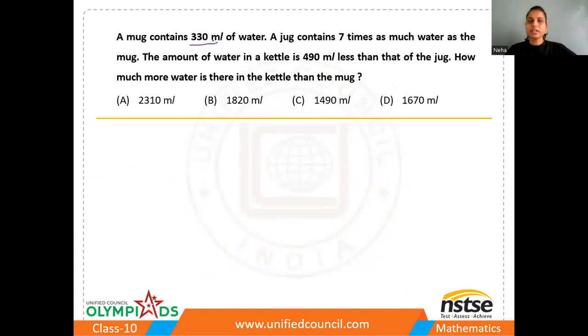A mug contains 330 ml of water. A jug contains 7 times as much water as the mug. Okay. The amount of water in a kettle is 490 ml less than that of jug.